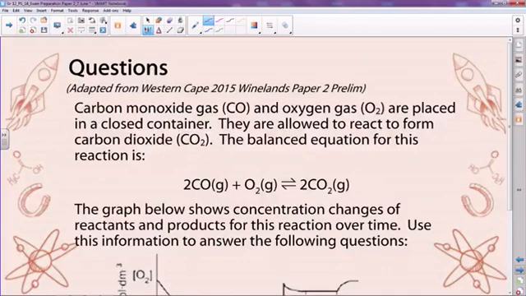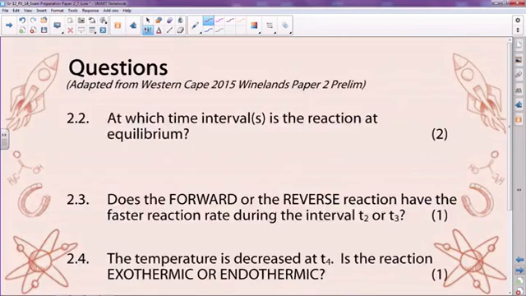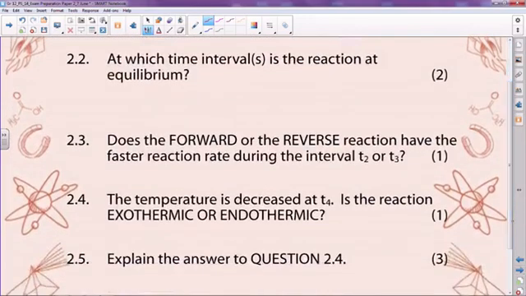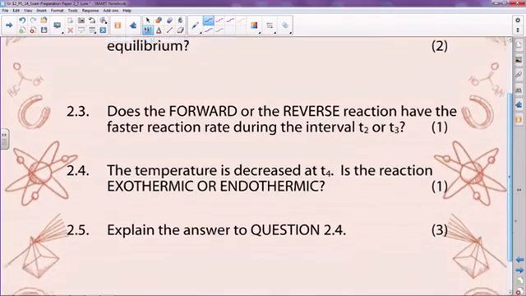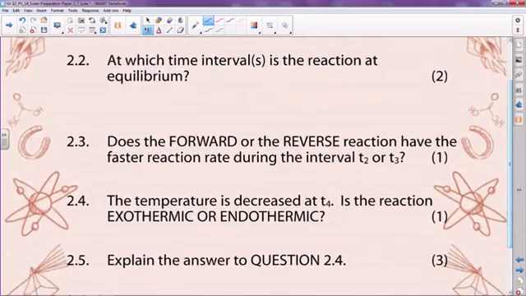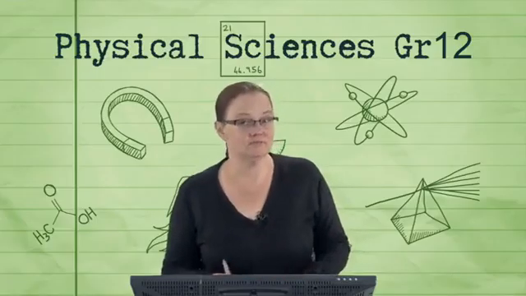Now we've got a couple of questions. It says, at which time interval is the reaction at equilibrium? Then, does the forward or reverse reaction have the faster reaction rate? The temperature is decreased at T4. What does that mean? And then you have to explain your answer in 2.4. So we've got 4 questions. I'm giving you 2 minutes, and your time starts now.